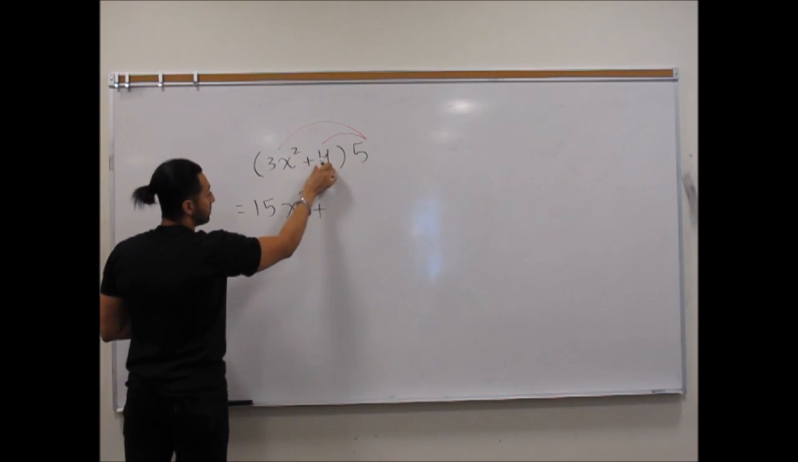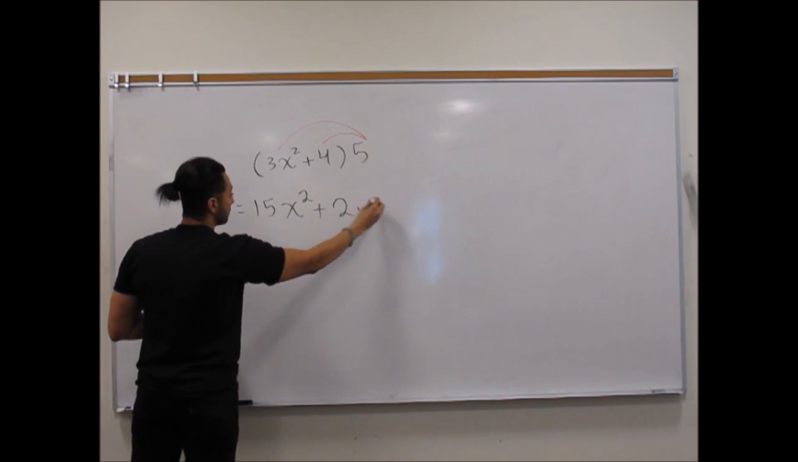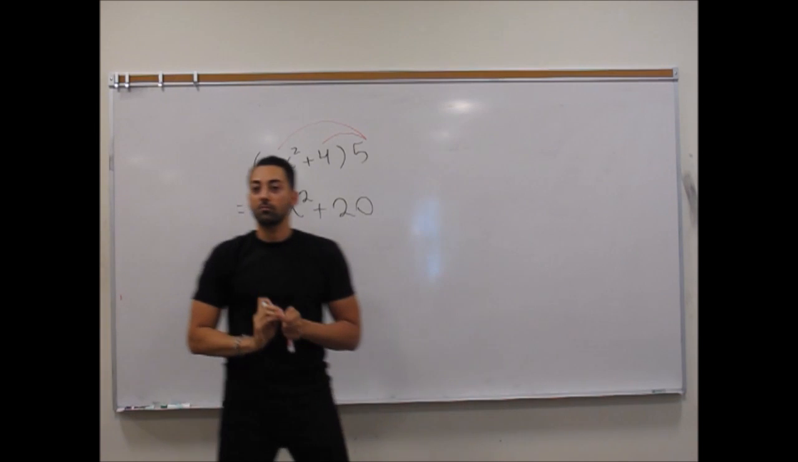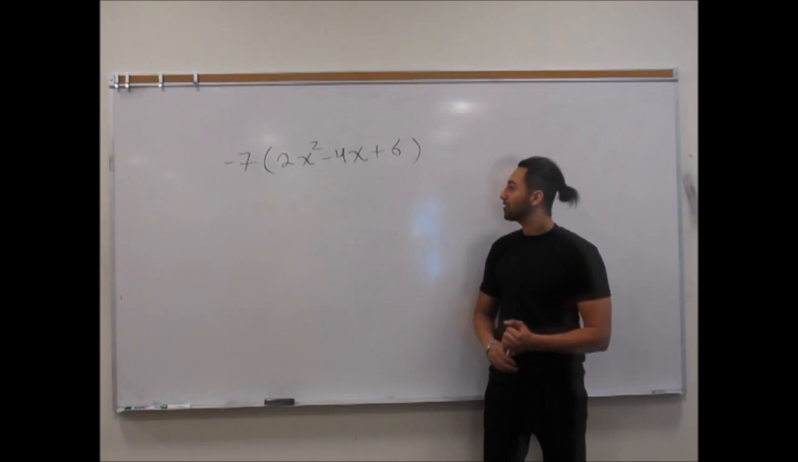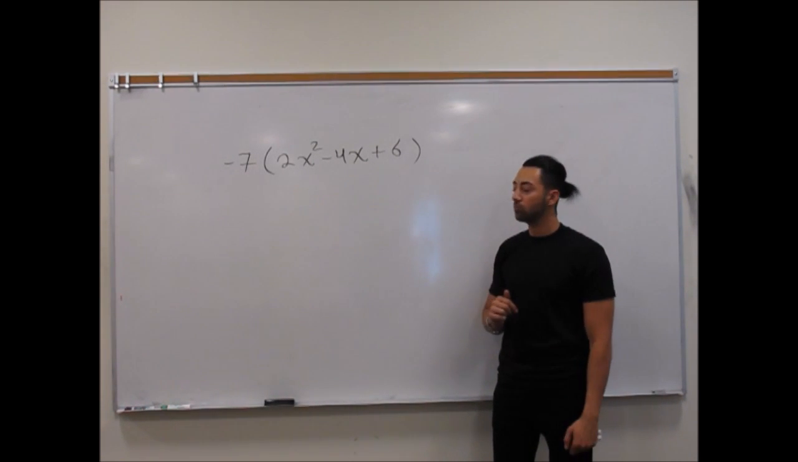And then 5 times a positive 4 would be a positive 20. So that would be it for this one. Okay, so still going along with the distributive property.